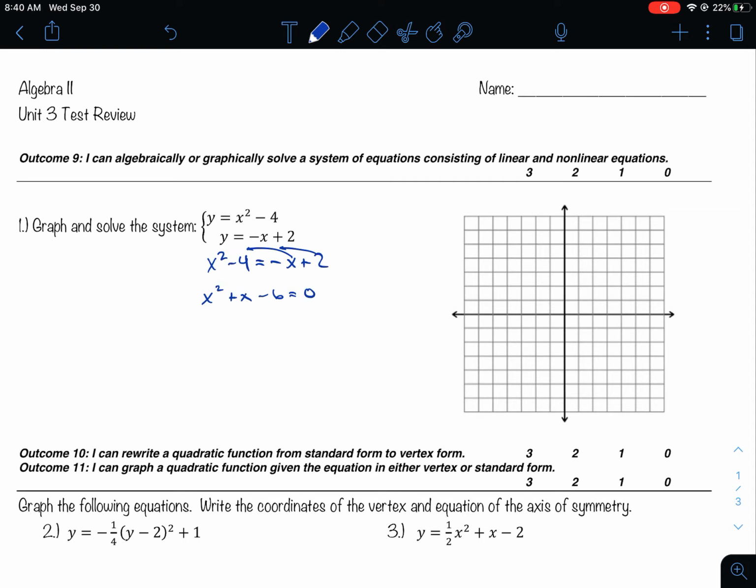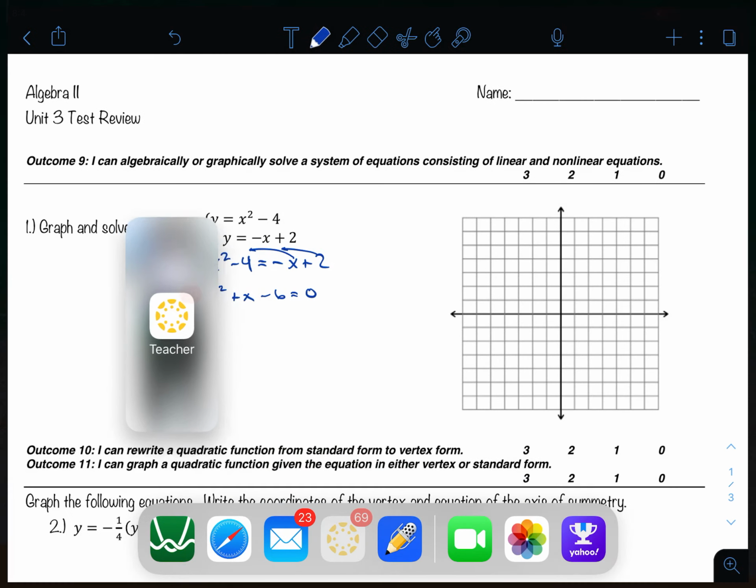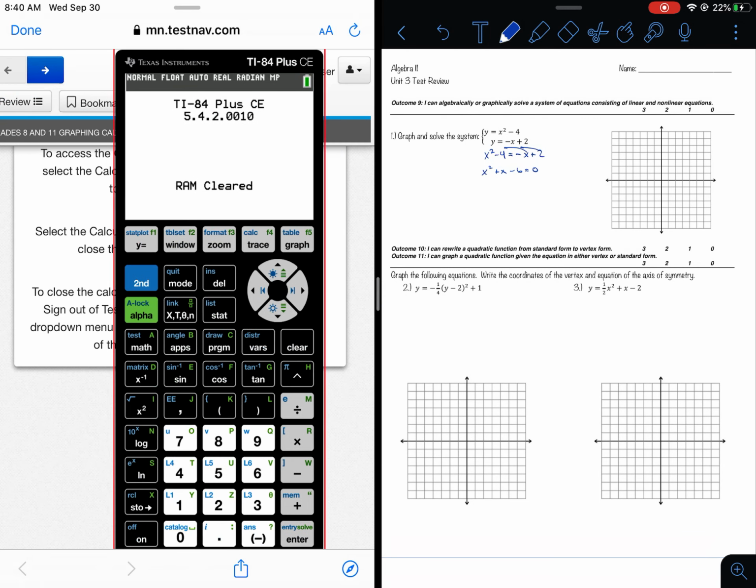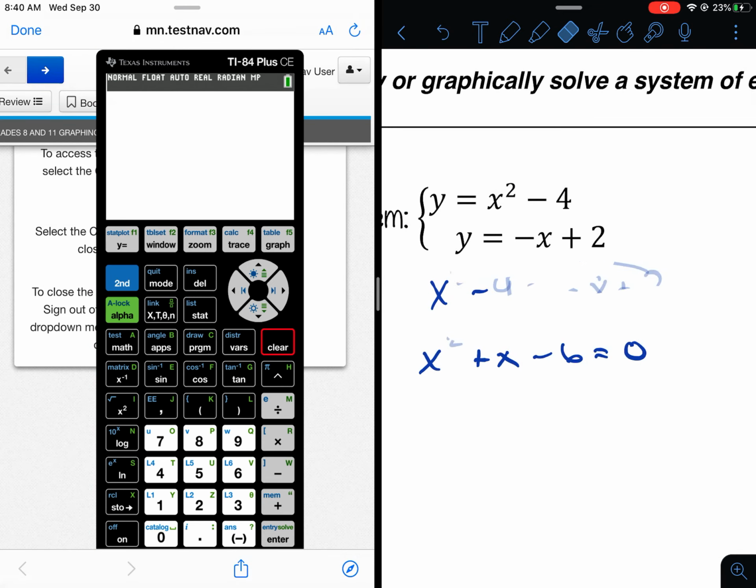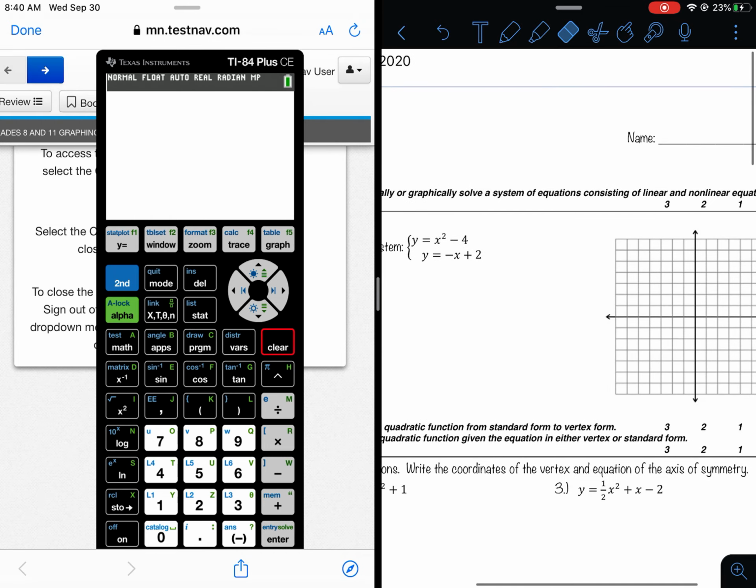What you can do is put both equations into your graphing calculator and use the intersect feature. So I'm going to pull up the graphing calculator here. Let me erase this stuff here and put both of those into the graphing calculator. So I have y1 equals x squared minus 4, and then in y2, I put negative x plus 2.